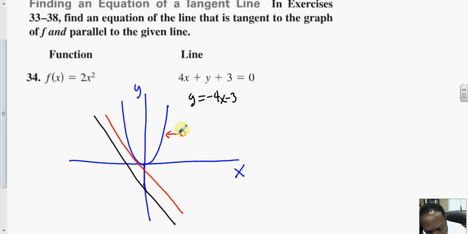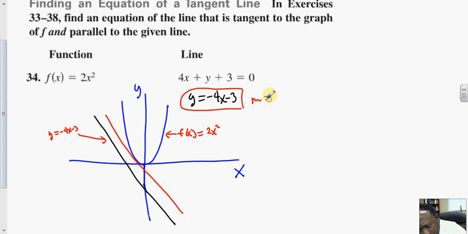So this is f of x equals 2x squared. In the equation in black, that line is y equal to negative 4x minus 3. We need to find this line in red. Now you notice from this equation that the slope just from algebra is equal to negative 4.